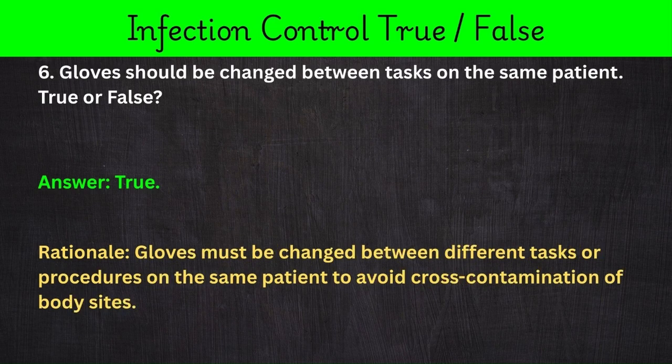6. Gloves should be changed between tasks on the same patient. True or false? Answer: true. Rationale: gloves must be changed between different tasks or procedures on the same patient to avoid cross-contamination of body sites.